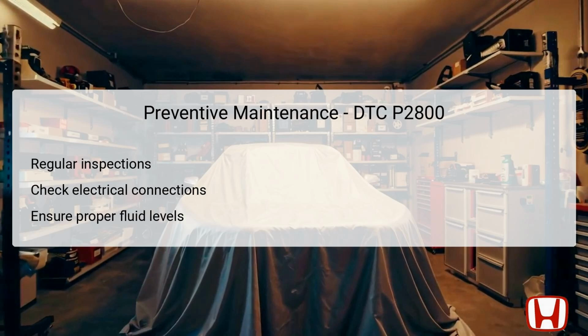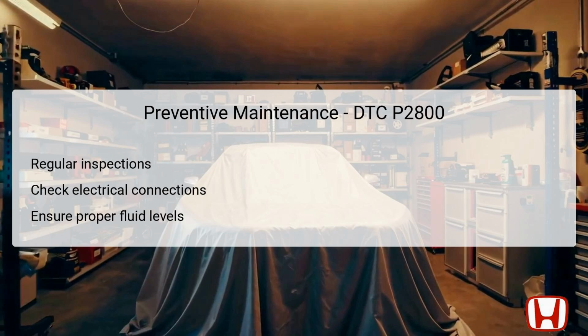To help prevent the occurrence of DTC P2800 in the future, preventive maintenance should be a top priority. Regular inspections of the vehicle's electrical components can identify early signs of wear or damage, particularly in the wiring connected to the transmission range switch and PCM. Routine checks of these electrical connections for signs of corrosion or looseness are vital, since poor connections often lead to the kinds of faults associated with this DTC.